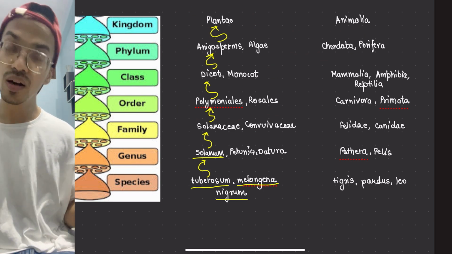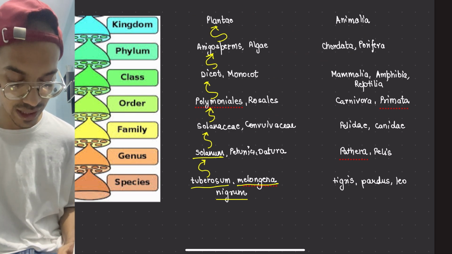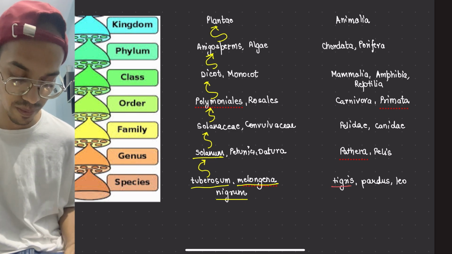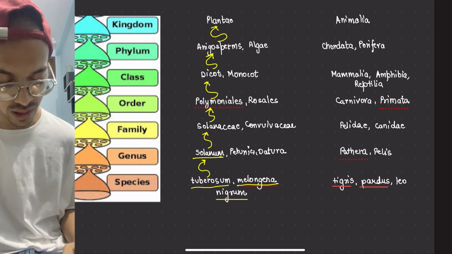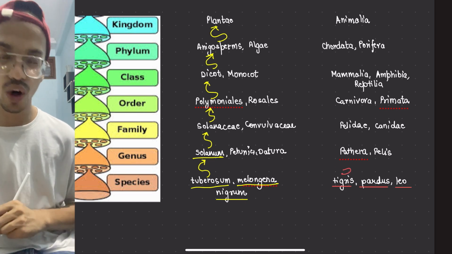Same goes with the animals. In animals, like tigris means tiger, pardus means panther, leo means lion. They belong to the genus Panthera.